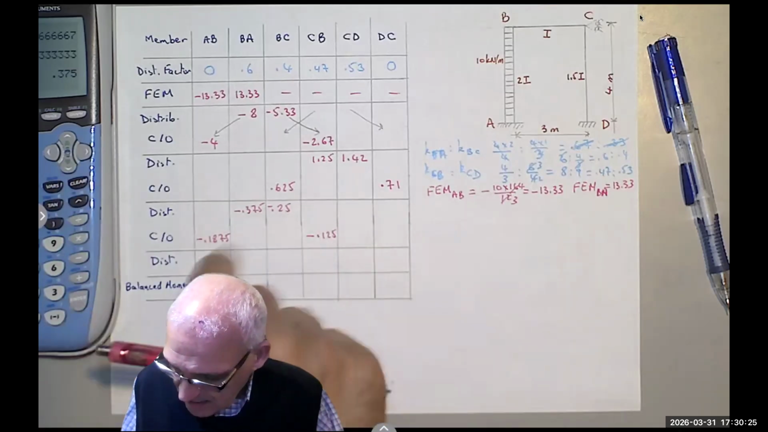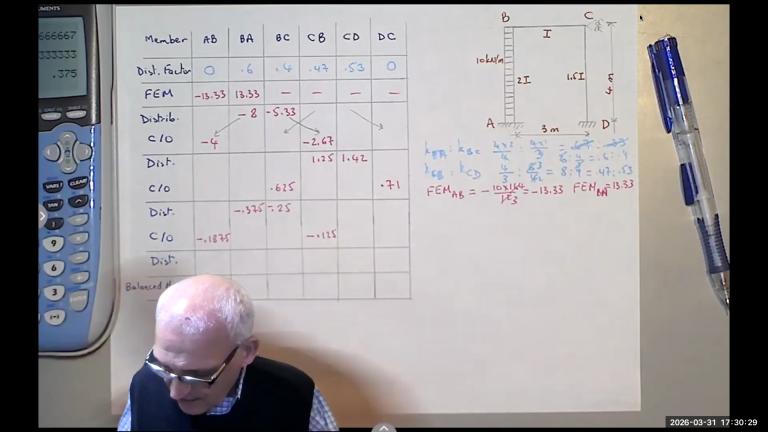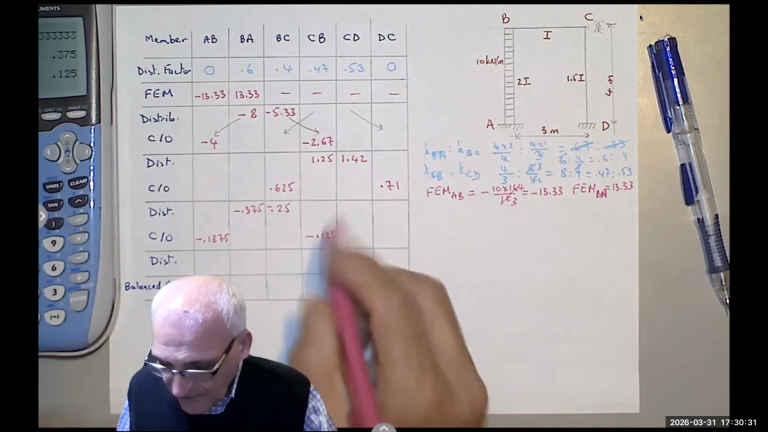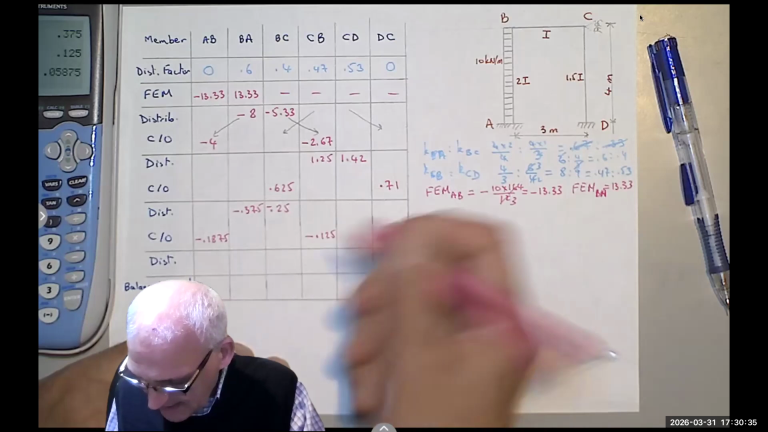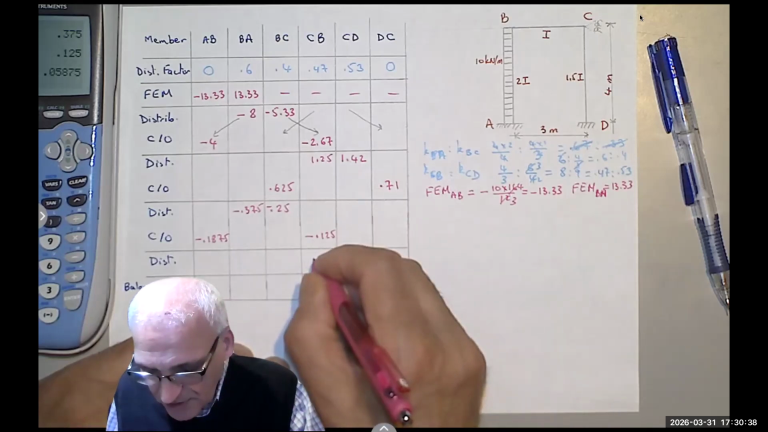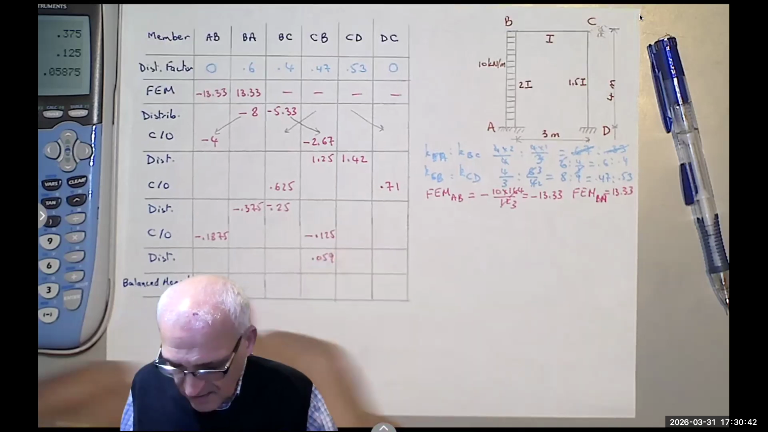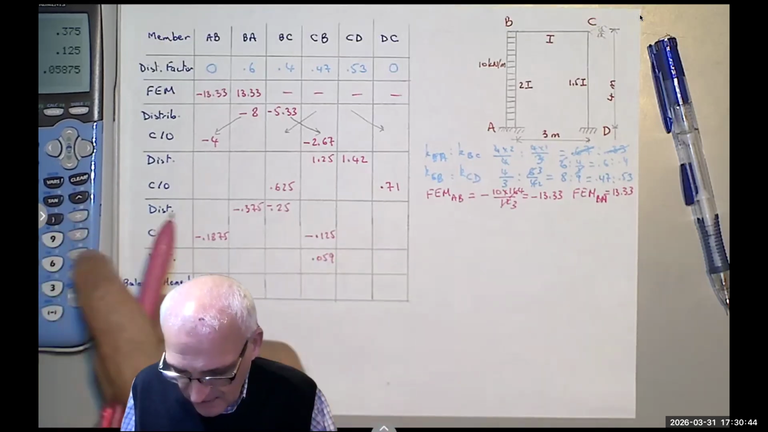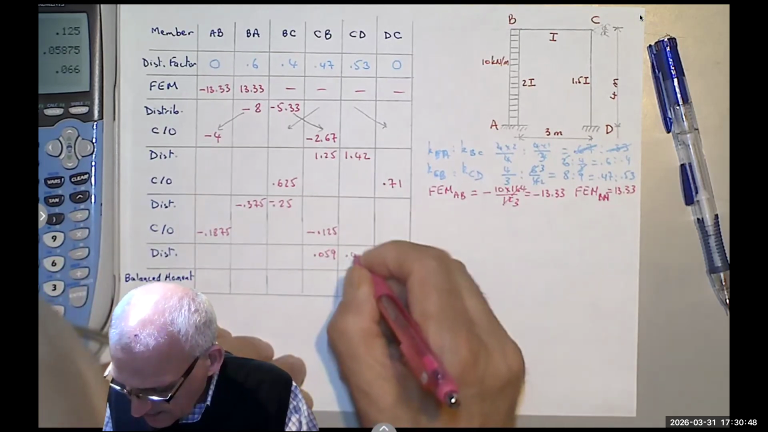So if I divide this by 3, I will get that 0.125. So I'm going to multiply that by 0.47, roughly 0.059. And then 0.125 minus 0.059 would be 0.066.